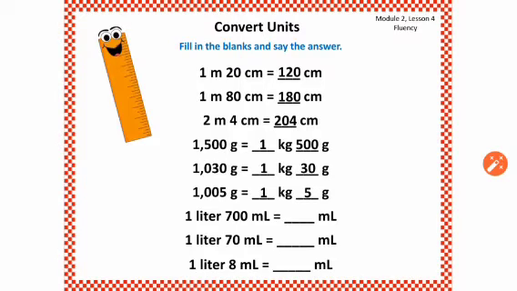We are going to convert liter to milliliter. So 1 liter is how many milliliter? Yes, 1000 milliliter. So 1 liter, 700 milliliter, we give you 1700 milliliter. Now you are going to do this. Now, 1 liter, 70 milliliter, we give you what? 1 liter, 70 milliliter. Say it out loud. Shout it.